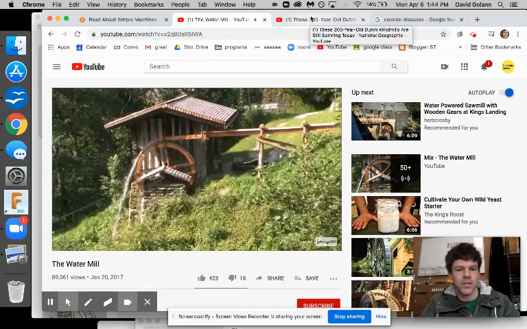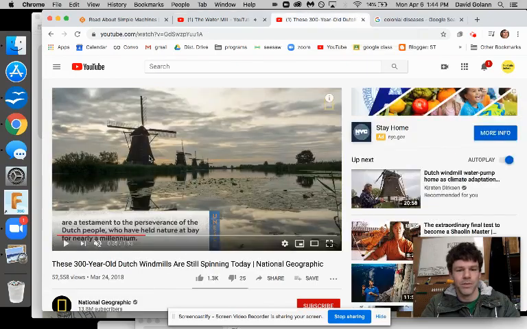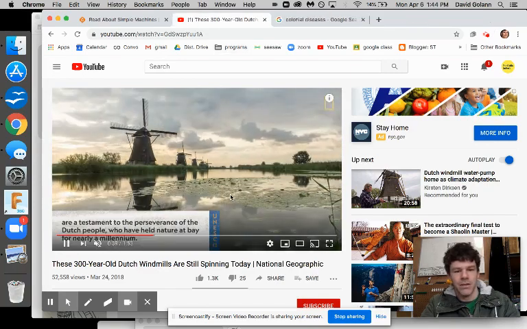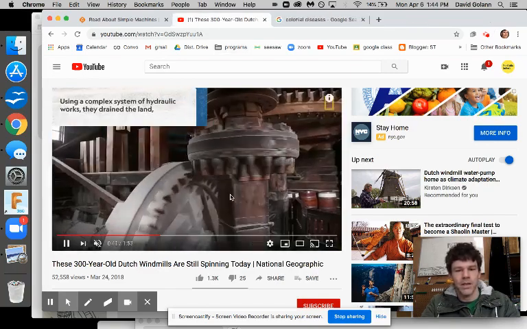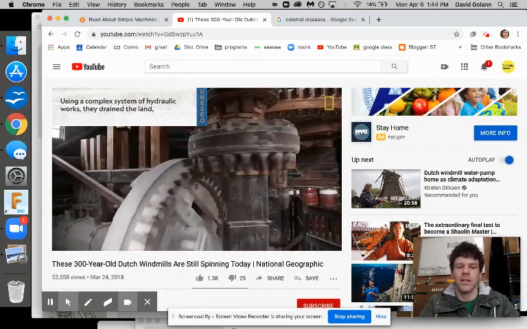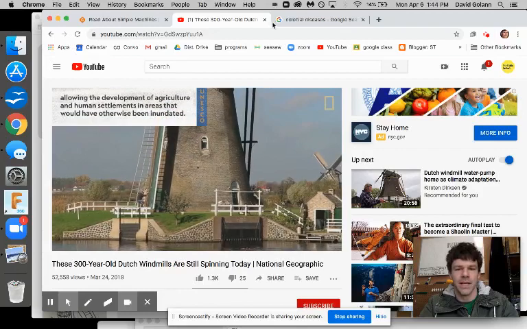And the Dutch in particular were extremely famous for their windmills. The windmills would be powered by the air, and they could use it to pump water. They could use it to drive really huge, massive wooden gear systems to accomplish a variety of tasks.